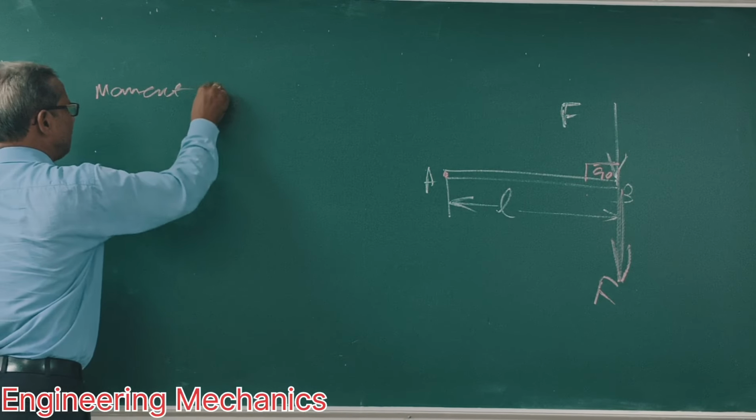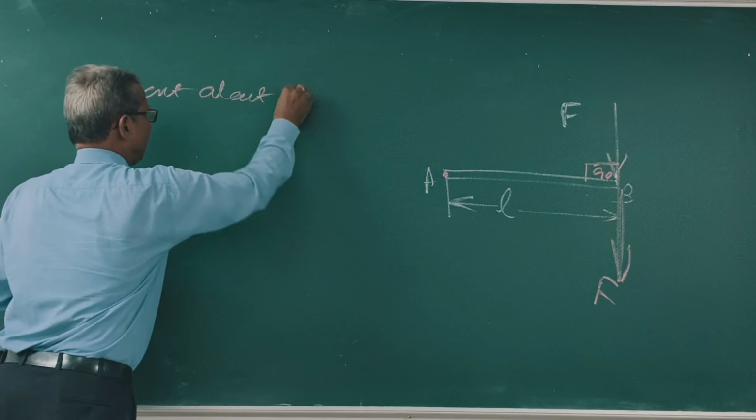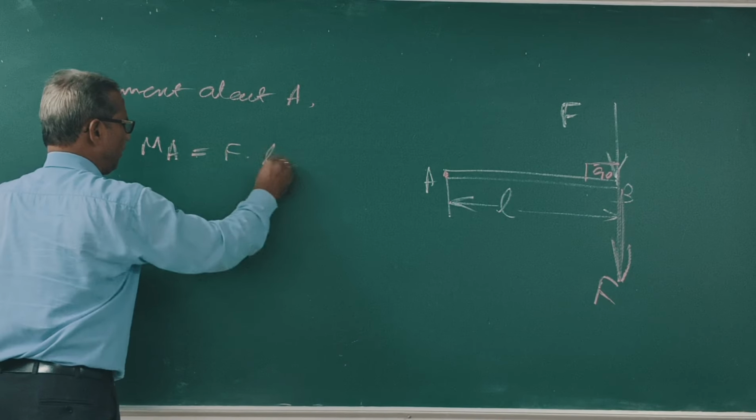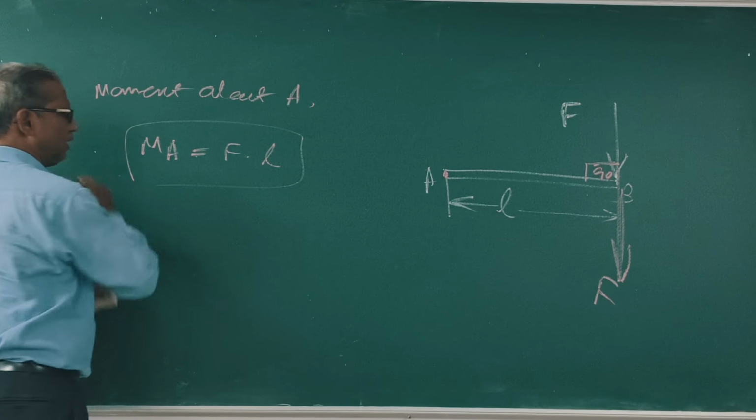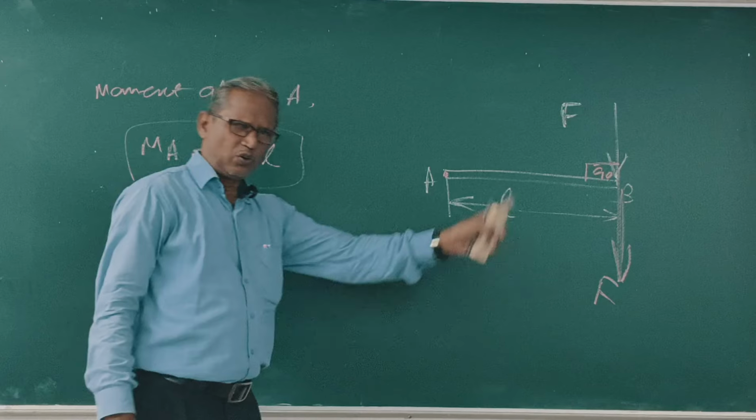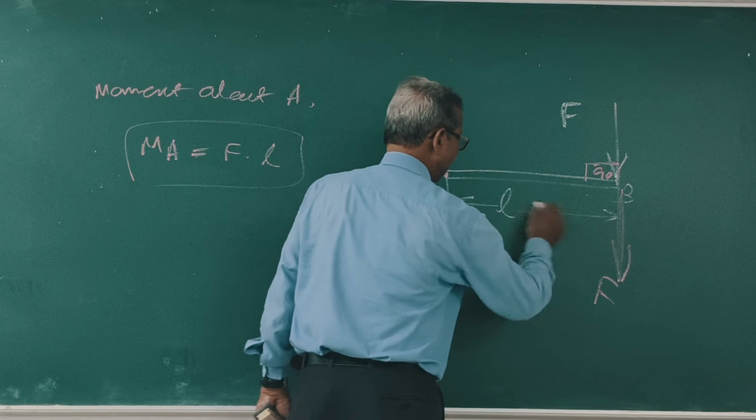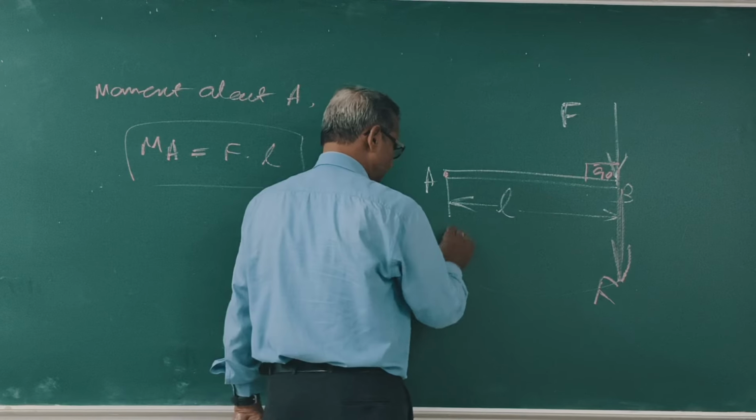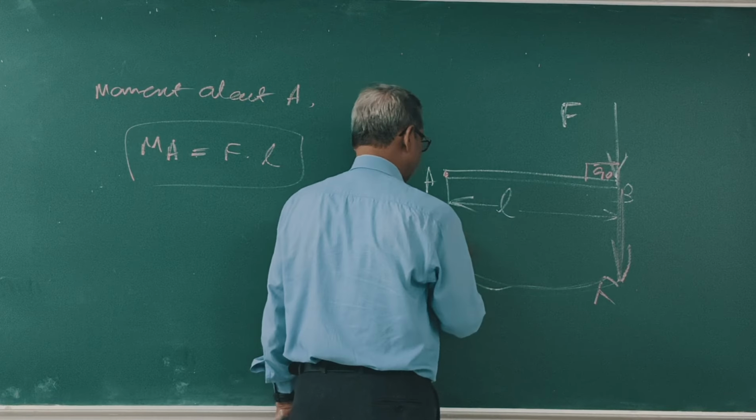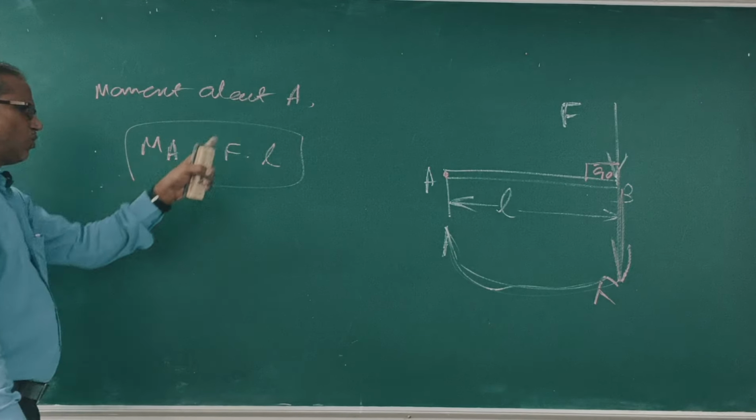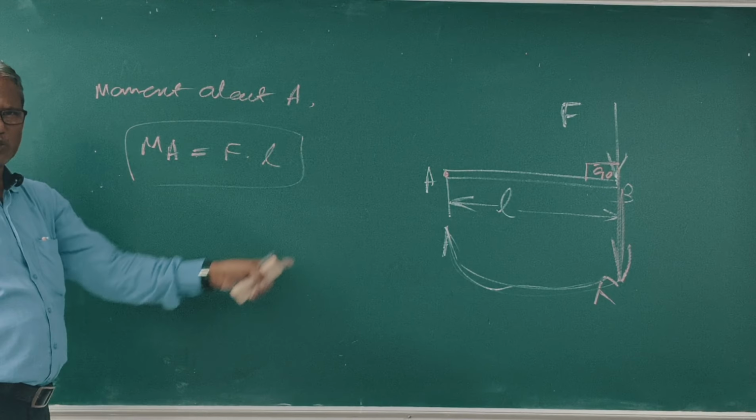Moment about A. What is MA equal to? F into L. Clear? Force into perpendicular distance. This is perpendicular distance L. This is the direction. So what is the moment equal to? F into L. This is clockwise moment.